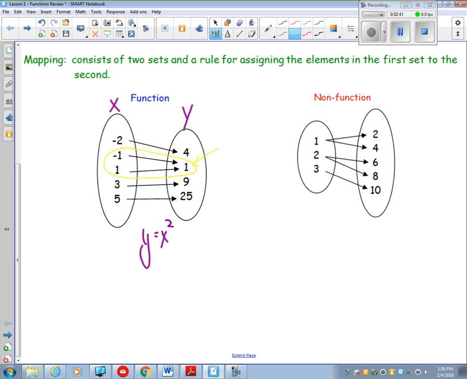Whereas in the second graph here, I input a 1, and it produced a 2, and it also sometimes produced a 4. That's the problem. That's why that's not a function. Okay? Each x has to produce one single distinct y for something to be a function.